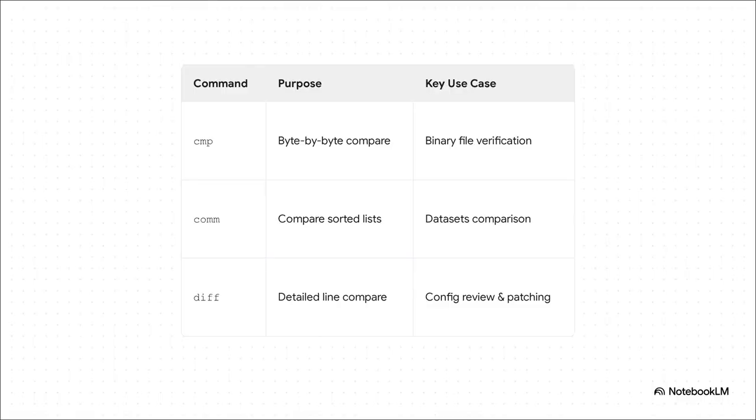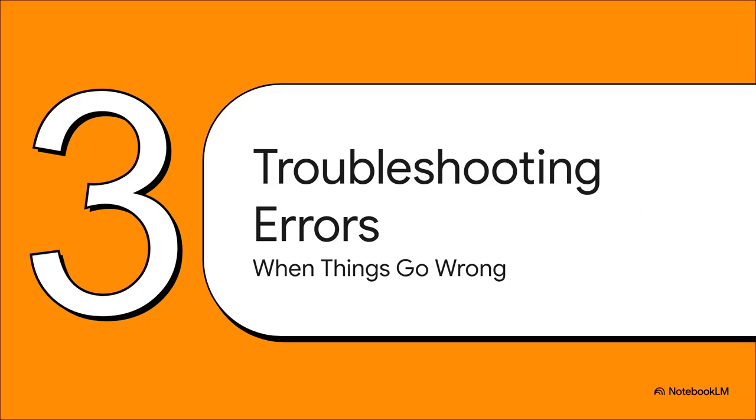It's pretty simple, actually. For a quick yes or no integrity check, especially inside a script, you're going to use CMP. For comparing sorted lists of things, like user accounts or installed packages, comm is your friend. And when you need to see every single little detailed change between two text files, diff is always the tool you reach for. Of course, in the real world, things don't always go according to plan. Errors happen. A lot. Knowing how to recognize them and, more importantly, how to fix them quickly is what makes you a reliable, go-to administrator.